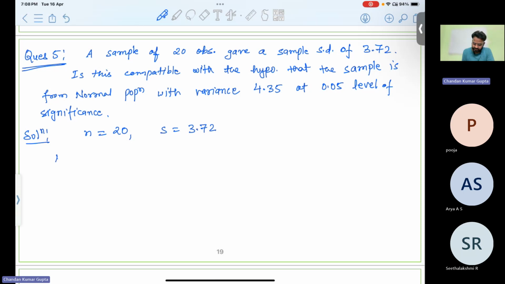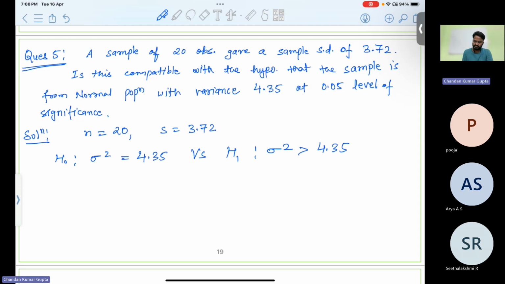So our hypothesis is, sigma square, sorry, the variance, equal to 4.35, against H1, where we have taken sigma square greater than 4.35. You may also consider the less than scenario, and on the basis of that you may find out whether the hypothesis is accepted or rejected. Okay, so this is our hypothesis.